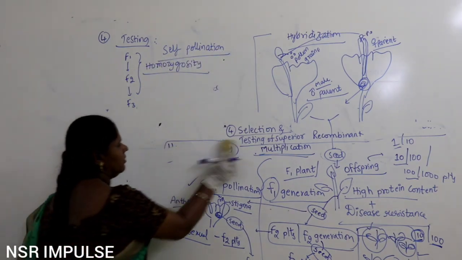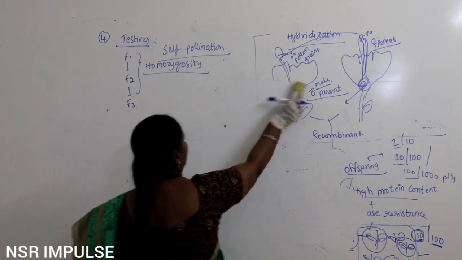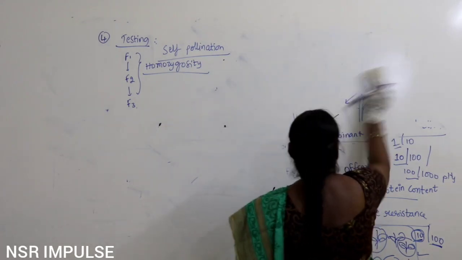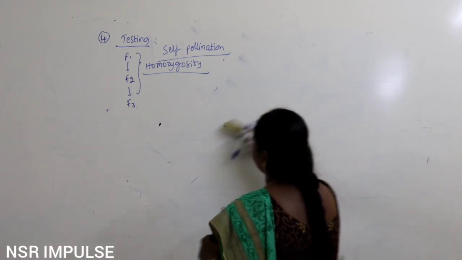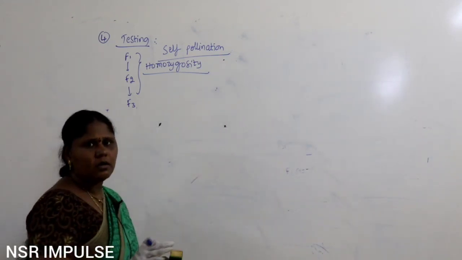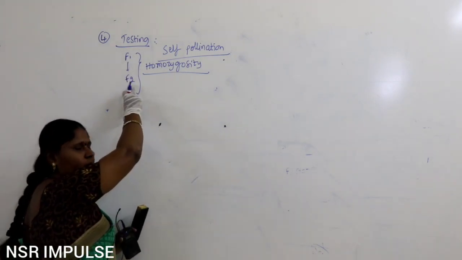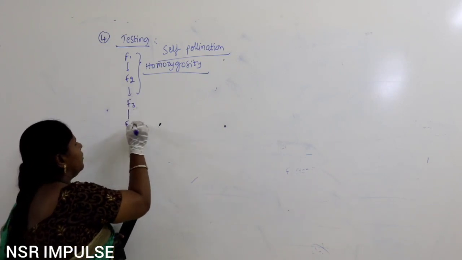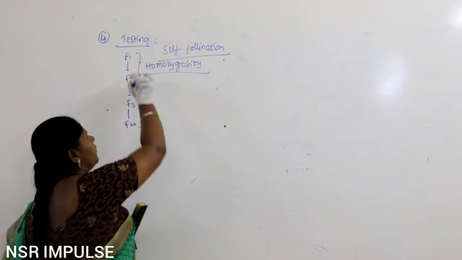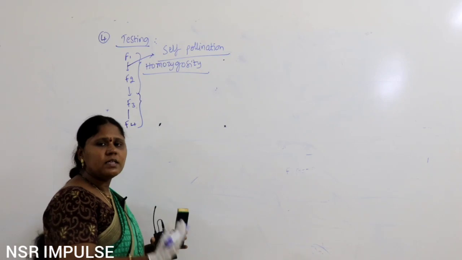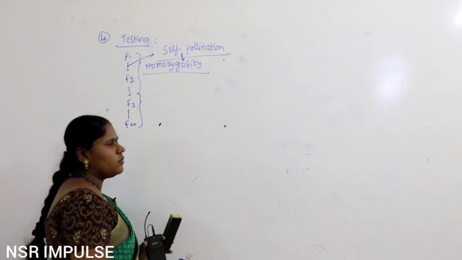So what have I written here? Right. Now listen carefully. The F1 plant is giving rise to the F2 plant. The F2 plant is giving rise to F3. F3 is giving F4. Like that, so many generations we are growing the plant. In every step we are doing self-pollination. Why self-pollination? Until we reach homozygosity. What is the meaning of homozygosity?